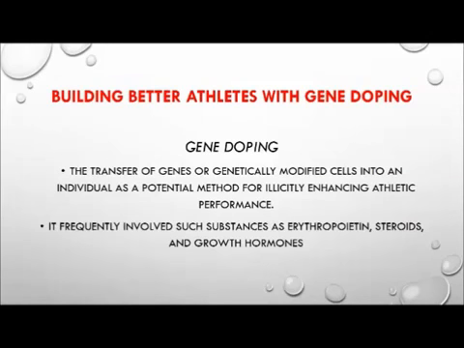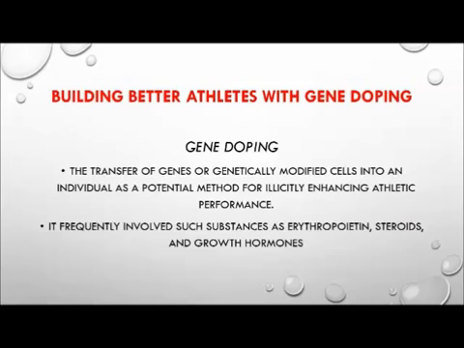This is building better athletes with gene doping. Trainers and athletes involve the use of performance-enhancing drugs that were originally meant to treat people. This practice is called gene doping. Gene doping is the transfer of genes or genetically modified cells into an individual as a potential method for illicitly enhancing athletic performance. It frequently involves such substances as erythropoietin, steroids, and growth hormone.